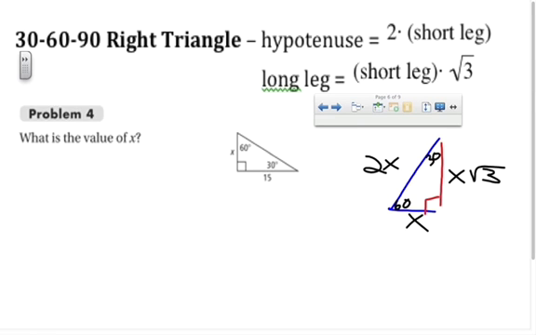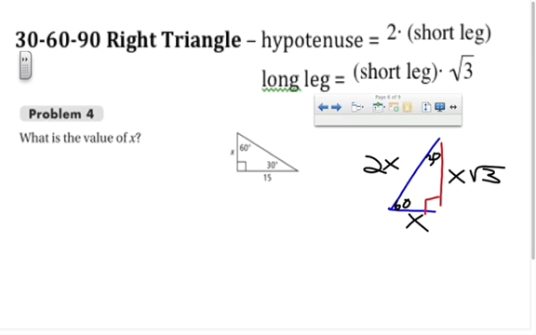Now I'm sensing some stress: how am I going to memorize this? You don't have to memorize it. It's on the reference sheet. Right there. You just have to remember how to use it. All right, so in problem 4, let's talk about how to use this.